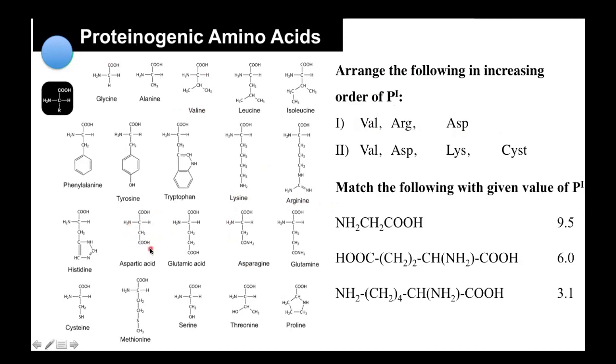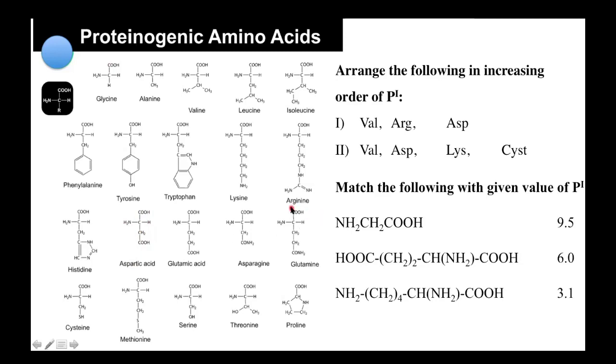So now let's find out the number of carboxylic groups. Which one will be the acidic? First try to find out which one will be acidic. Here it is one COOH group, NH2 group, and COOH. That means in case of aspartic acid, there are two acidic groups. So definitely it will have lower PI value since this one is acidic. So its value should be near about 3.